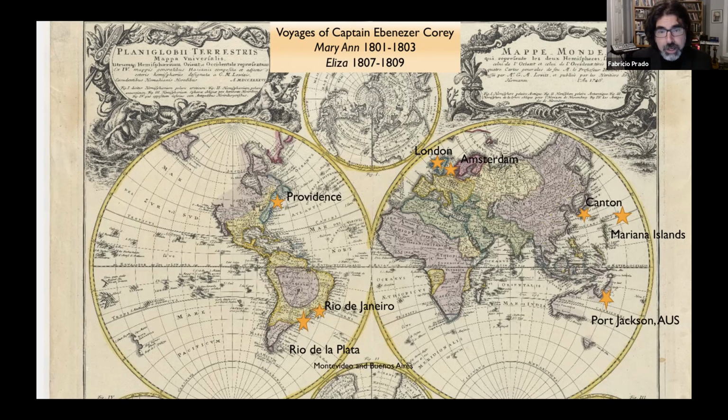So the Marianne eventually was freed to go in 1803. The captain was still arrested, but the first mate Ebenezer Corey was promoted to captain, and Ebenezer Corey, now captain, left Rio de la Plata with the Marianne and took it toward London, where, when they were almost getting there, the Marianne was approached by a British cruiser and taken as a prize.